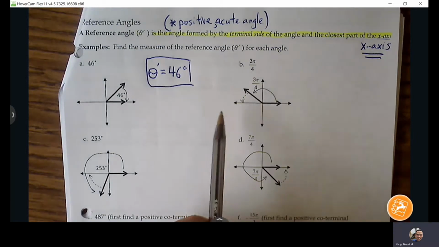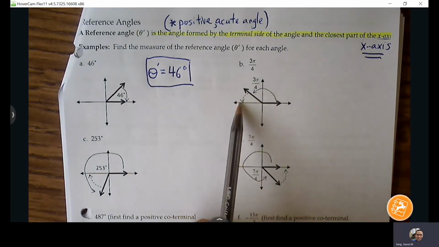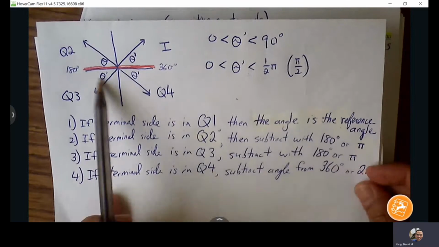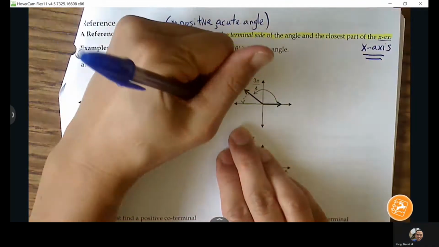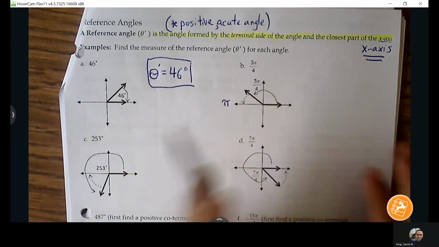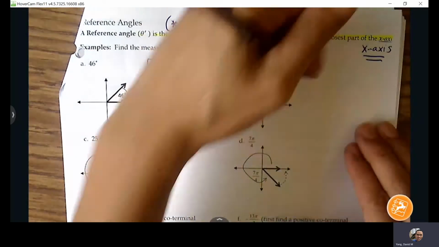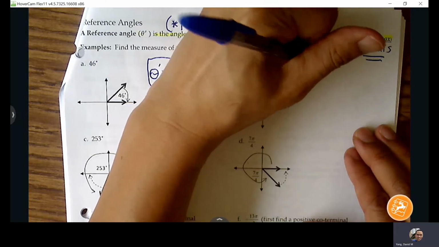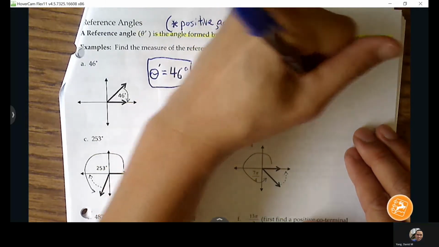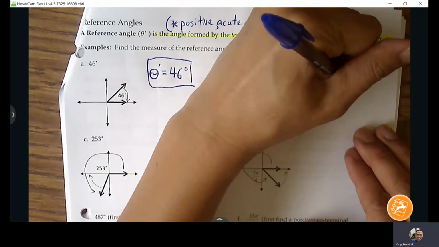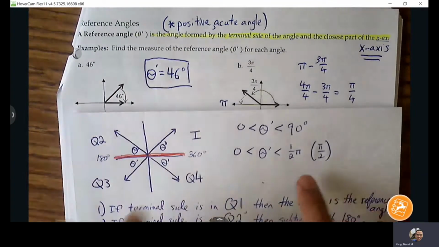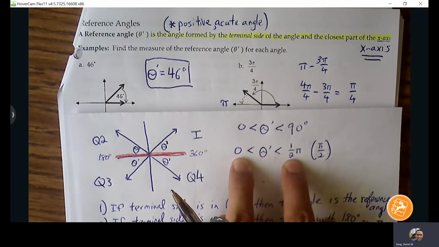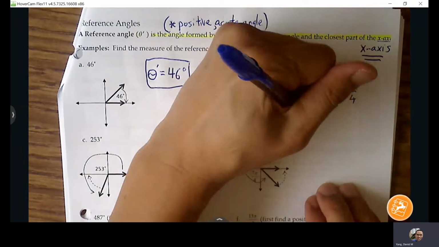Okay, part B, 3 pi over 4. 3 pi over 4 is in the second quadrant. We know we have to involve the closest x-axis. And because we're in the second quadrant, we know we're going to be involving pi, right? We can think of 180 or pi as equivalent. So I'm going to subtract pi minus 3 pi over 4. Basically 1 minus 3 fourths, or if you want to find a common denominator, you can say 4 pi over 4 minus 3 pi over 4, which is 1 pi over 4, which is 1/4 pi. 1/4 pi is clearly between my range of 0 and 1/2 pi. 1/4 is less than 1/2. So there's my reference angle.